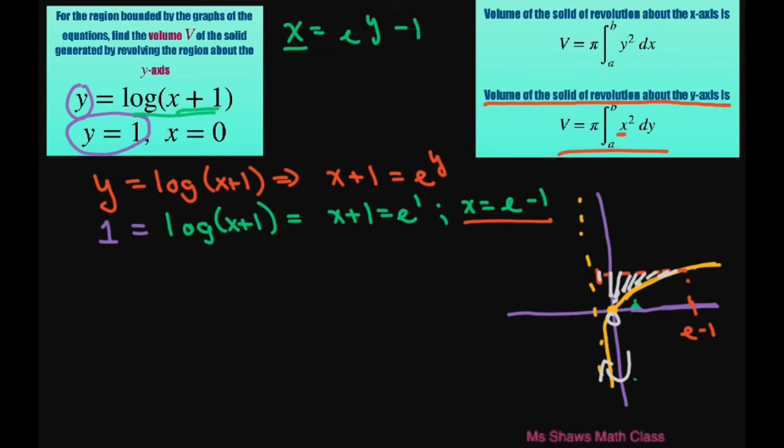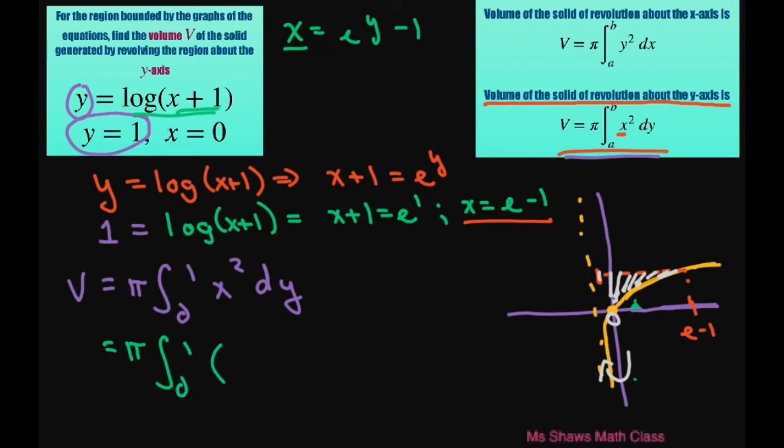Now to set it up, we're going to use this formula. So the volume equals pi times the integral from 0 to 1 of x squared dy. This equals pi times the integral from 0 to 1 of our x squared, so it's going to be e to the power of y minus 1, squared, dy. Now in the next slide, I'm just going to expand this, and then we can integrate.